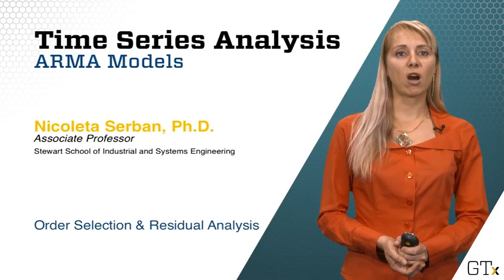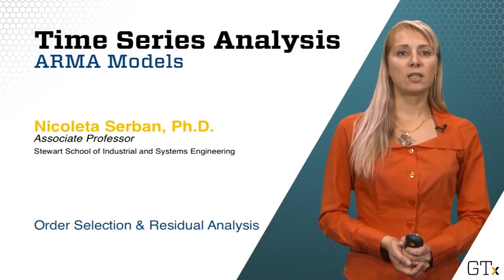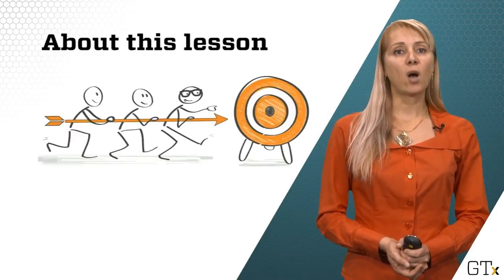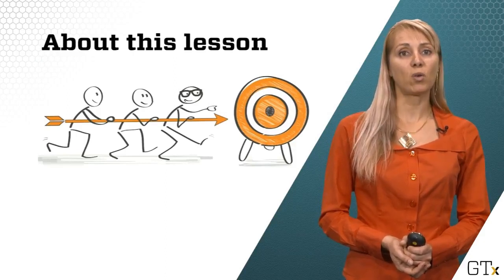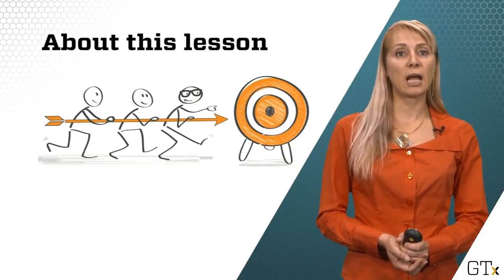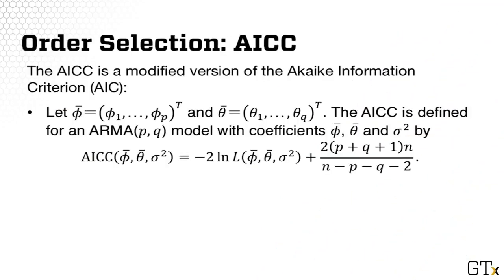This lecture is on ARMA modeling, and in this lesson, I will continue the introduction of the estimation of ARMA model with order selection and residual analysis. The first approach uses a modified version of the information criterion AIC. In the regression analysis online course, you will find an entire lecture on model selection. The AIC approach is one of the most common criteria for selecting among multiple models.